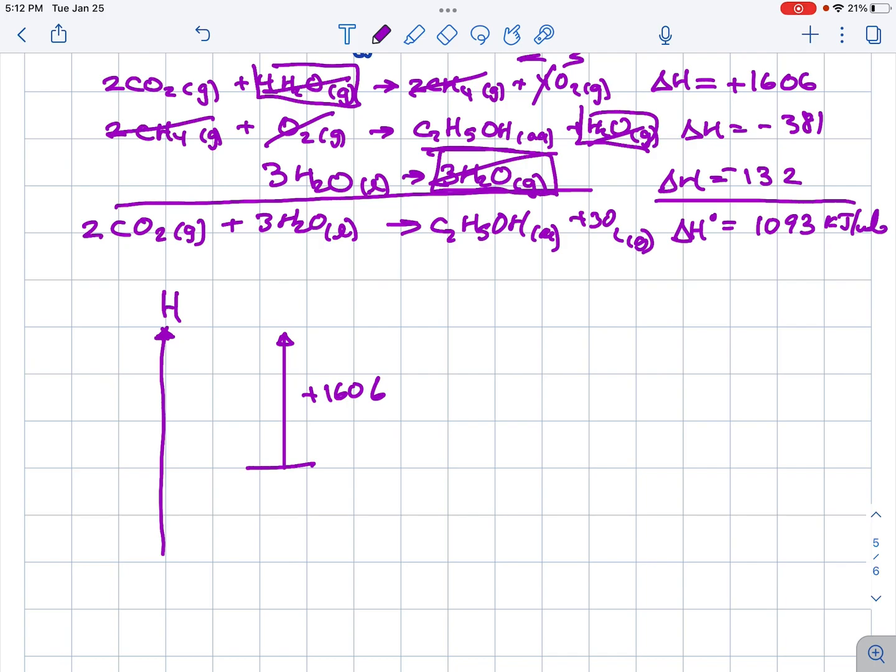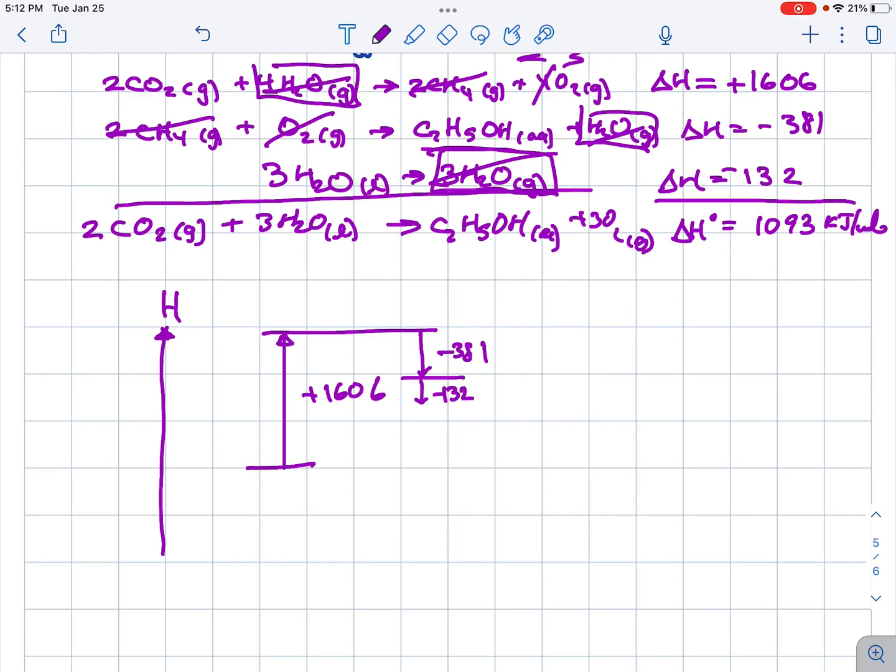The bigger the value of delta H, the longer the arrow needs to be. That part you need to be worried about. I'm not worried about you doing it quantitatively or on graph paper, even though I have graphing squares available to me right here. You usually won't on an exam, so I'm not going to be too worried about it. Okay, so that's our first step. So you've gone up the elevator 1606. You're going to come down the elevator by 381. Get off, switch elevators, come down another 132.